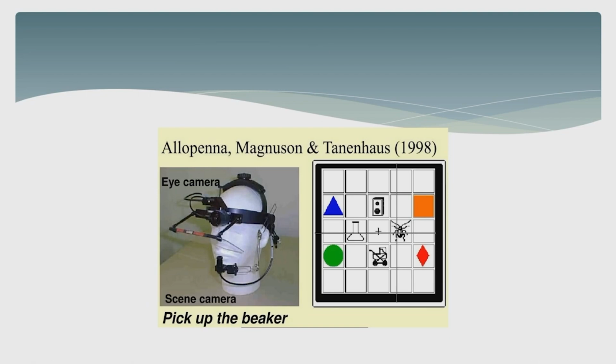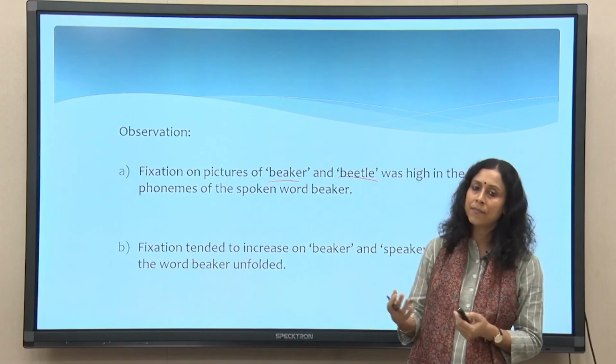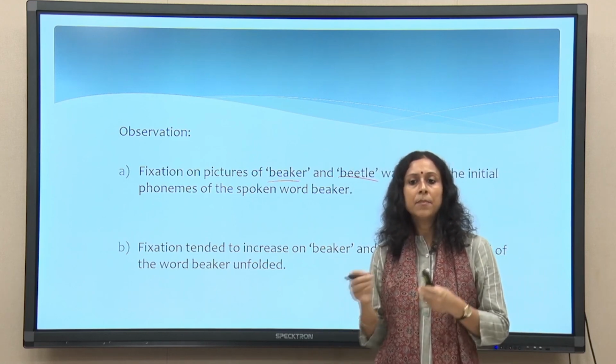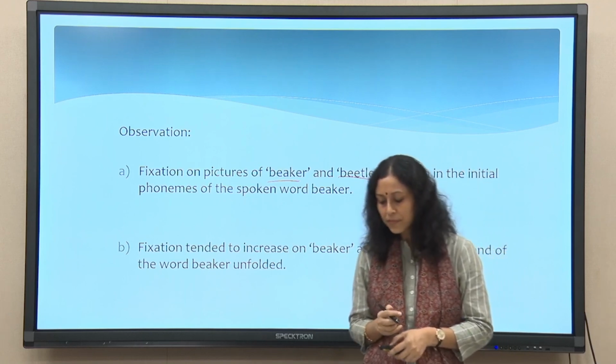This is the head mounted eye tracker. The person listens, there is a scene camera, this is the display. So, you see this is beaker, this is beetle, this is a carriage and this is a speaker. Now, what happened was, as they listened to the sentence progressed with the first sound B, the eyes moved to both beetle and beaker, because they were phonological competitors. They started with the same sound. So, fixation on pictures of beaker and beetle was very high in the initial phonemes of the spoken word beaker.